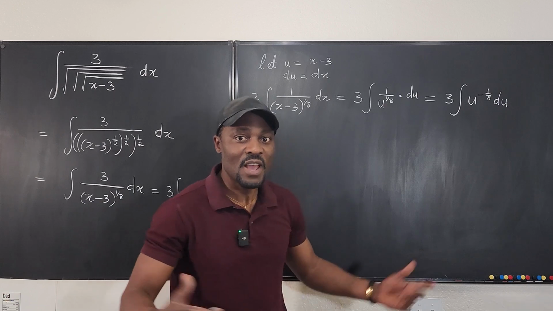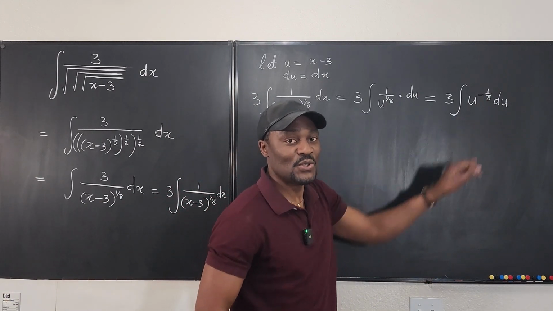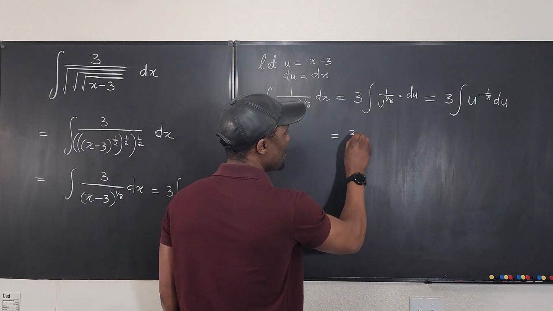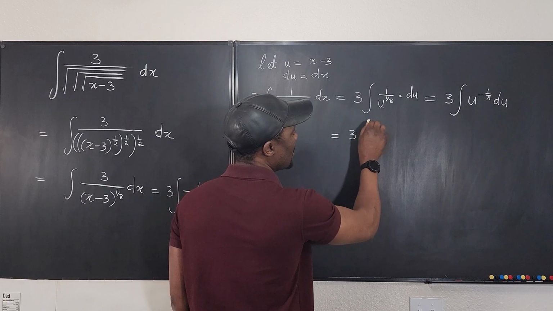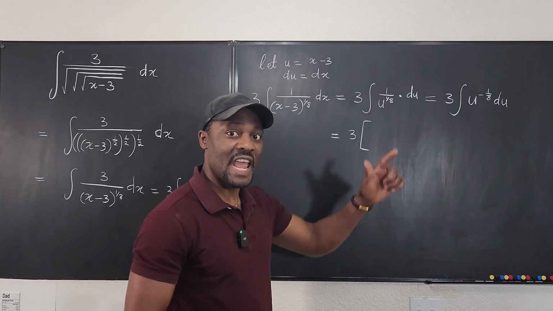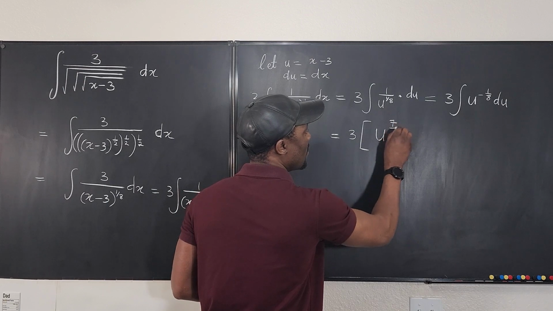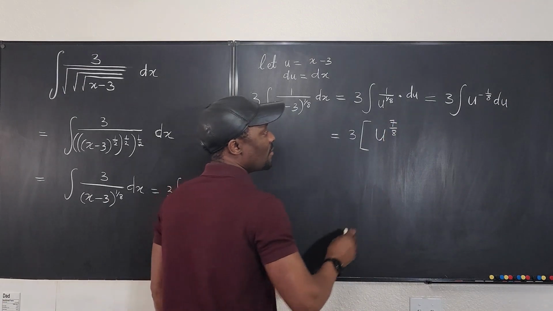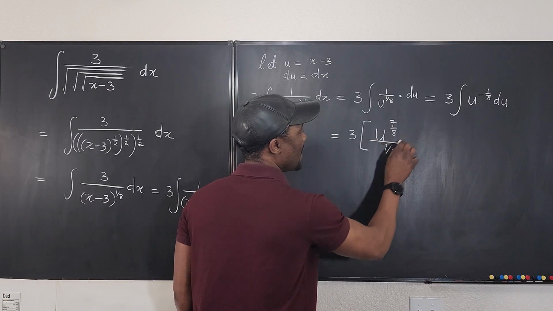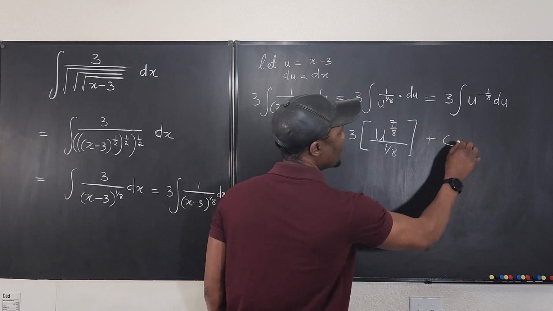Now let's integrate this. Rule of integration, you add 1 to this, and whatever answer you get, use it to divide. So this is the same thing as 3 times, let's see, if we add 1 to 1 over 8, so it means we're adding 8 over 8, so we're going to get 7 over 8. So that's u to the 7 over 8, but we're going to divide it by the same answer, 7 over 8. Okay, and then we add plus c to that.